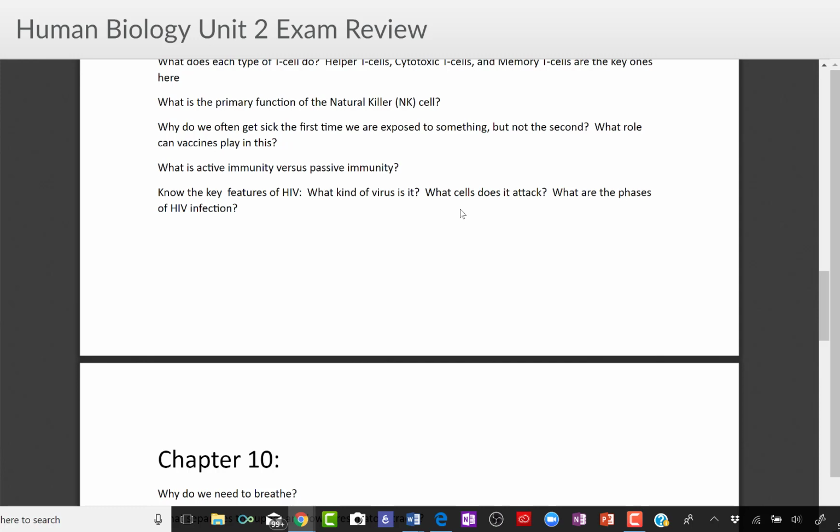And then what are the phases of HIV infection? There's 3 phases. Phase 1, either no symptoms or chronic lymphadenopathy, which would be chronic swollen lymph nodes. Phase 2 is when you start to show signs of having a compromised immune system as your T cell population drops. Phase 3 is AIDS. So once your helper T cell count drops below 200 per microliter of blood, you now have AIDS. So HIV is the human immunodeficiency virus. AIDS is the acquired immunodeficiency syndrome.